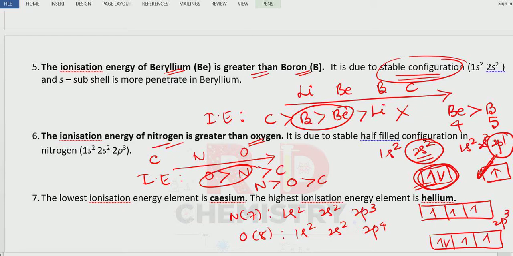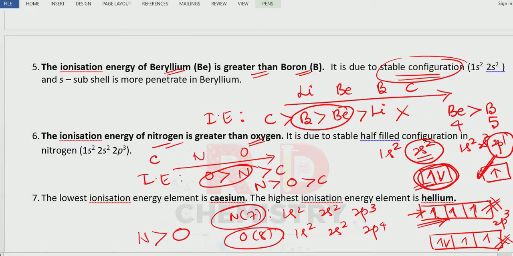Now here, see here, completely filled orbitals or exactly half-filled orbitals are highly stable compared to partially filled ones. Here, nitrogen has an exactly half-filled configuration, exchange energy is more, therefore a more stable electronic configuration compared to the partially filled one in the case of oxygen. Therefore, it is not easy to remove an electron from nitrogen, but you can remove an electron from oxygen when compared to nitrogen. Therefore, nitrogen has more ionization enthalpy compared to oxygen.